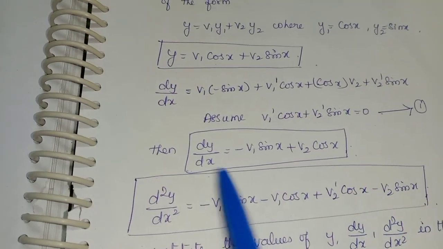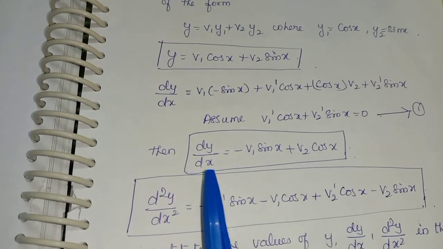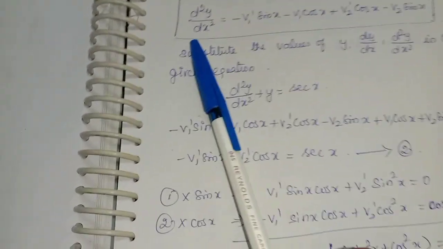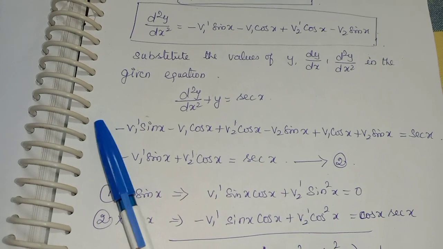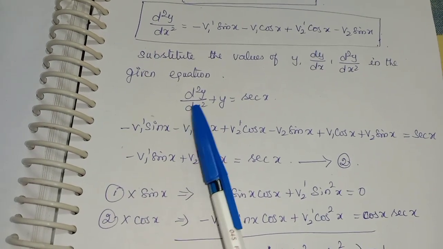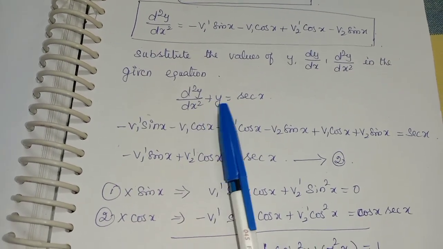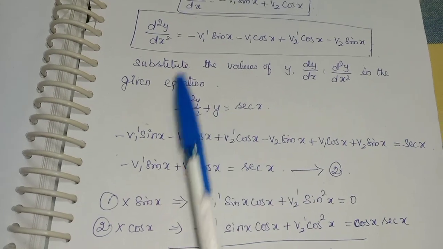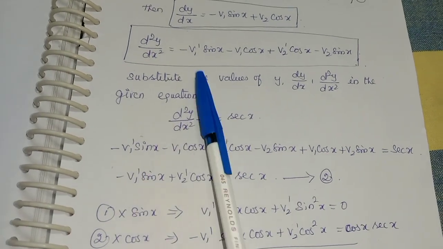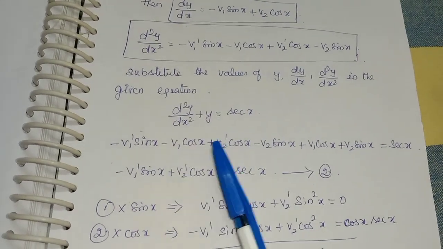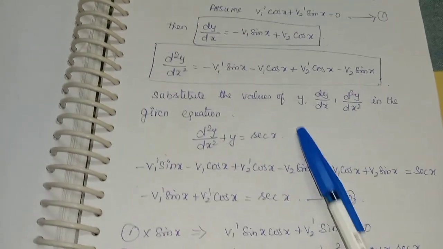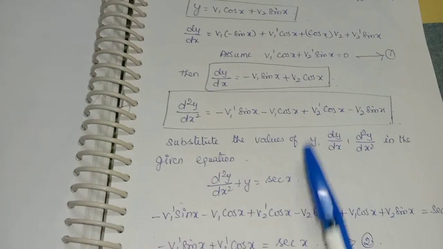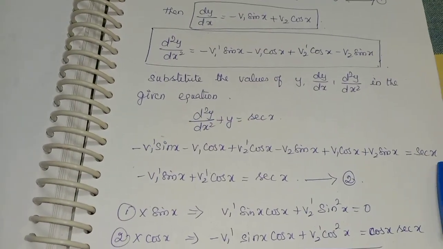So I find what are the values of y, dy by dx and d square y by dx square. Now I am going to substitute all these values in the given differential equation. What is the given differential equation? d square y by dx square plus y equal to secant x. So substitute the values: minus v1 dash sin x minus v1 cos x plus v2 dash cos x minus v2 sin x, plus y. y is equal to what? v1 cos x plus v2 sin x, equal to secant x.